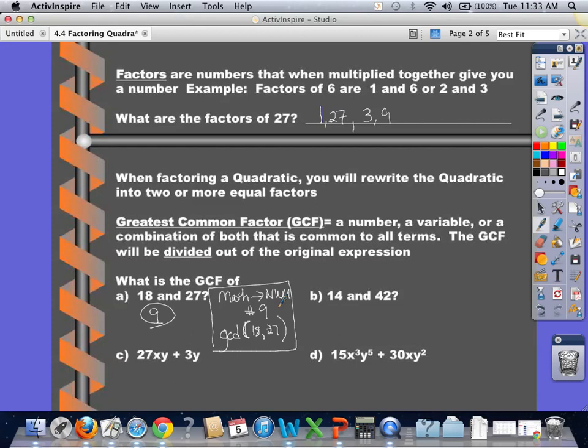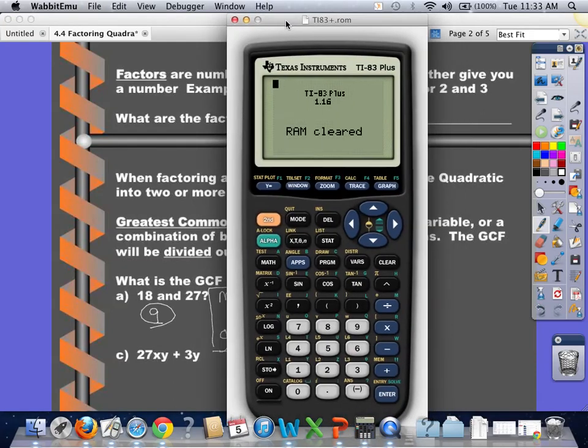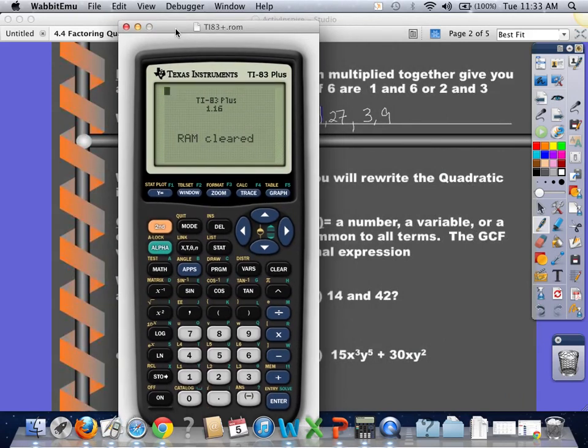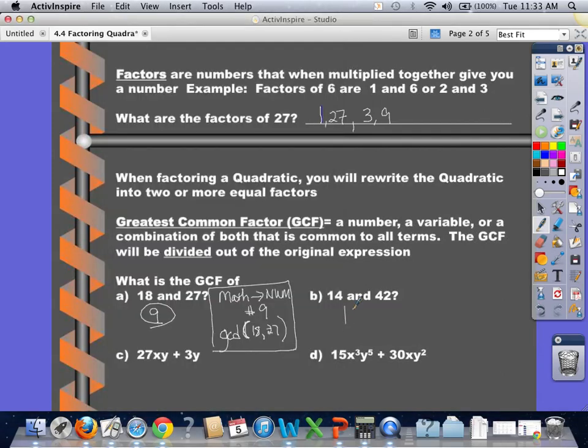All right, example B, 14 and 42. Let me pull up my 83 and show you the calculator itself. If I wanted to do the math num thing, I'm going to hit math, go over to num, and then 9, which is GCD. Type in 14, comma, and then 42. Close it off, hit enter, and you get 14. So 14 is our greatest common factor between 14 and 42.